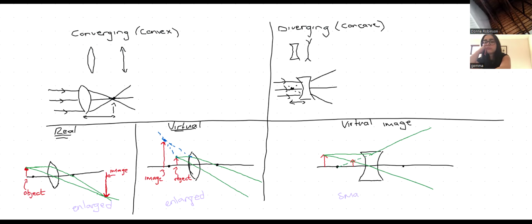Now, if we place our object further away from our lens in a converging lens, then our image will actually become smaller. So if I'm very close to my focal point or my focal length, but if I went to 2 focal lengths away, my image will probably be smaller than my object itself.